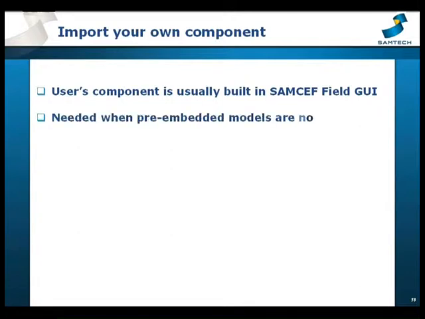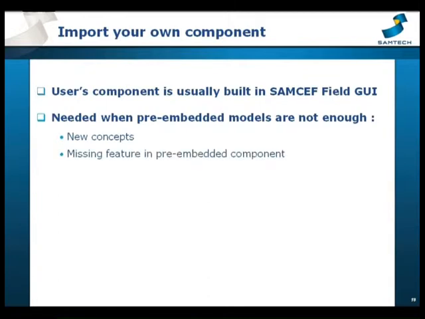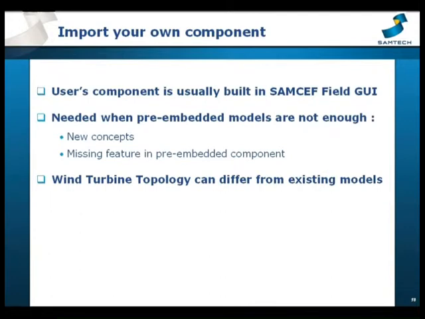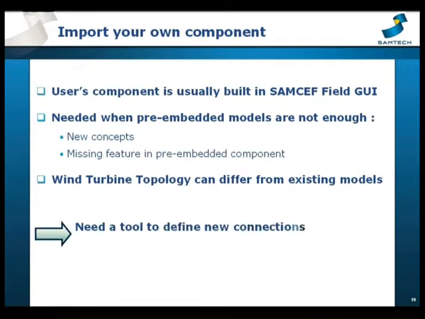There are two major cases why users would use this tool. First, if the user wants to design and test a new, very different concept from the pre-embedded ones, like a bed plate with a specific shape, or a gearbox with 4 stages. Secondly, a missing feature in the pre-embedded model corresponding to the desired design is also a reason to create a new model. When creating new components, it might happen that what we call the wind turbine topology, that is, the way the components are placed with respect to each other and the way they're connected, is different from what exists by default. In that case, we need a tool to still be able to connect the new components with the existing ones.